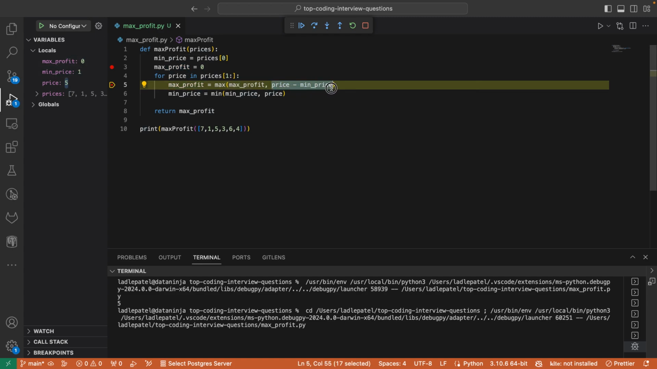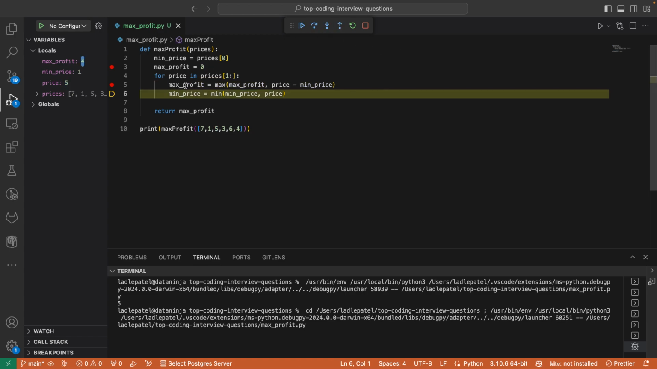This will become 4. You put, what is the maximum profit? If I buy on this day and sell on this day, I'll get a maximum profit of 4. Okay, fair enough. 4 is the maximum profit. If I buy at this moment, I have to iterate through all the other elements.